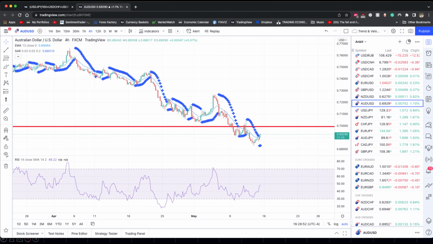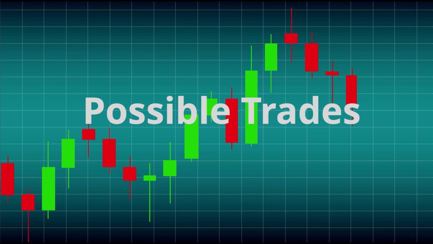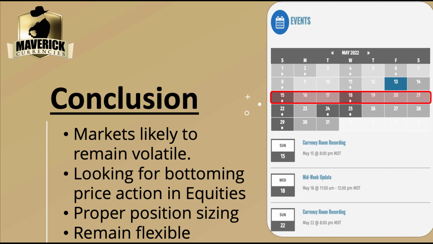So lots of good trades, and I think I'll just let the next week roll up and see what we have in store for us. This has been quite a volatile market, so if markets start to take a breather, I think that will help to have some relief rallies take place in the markets. Markets are likely to remain volatile, but we're looking for a bottom in price action in the equities, and that will again help a lot of the other areas as well.